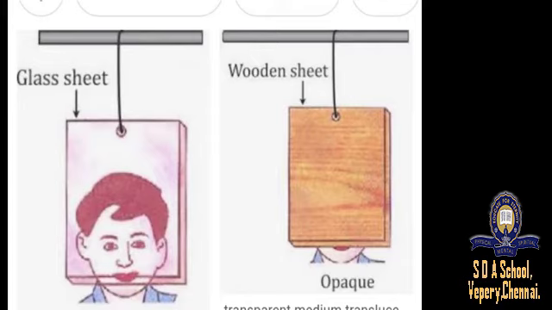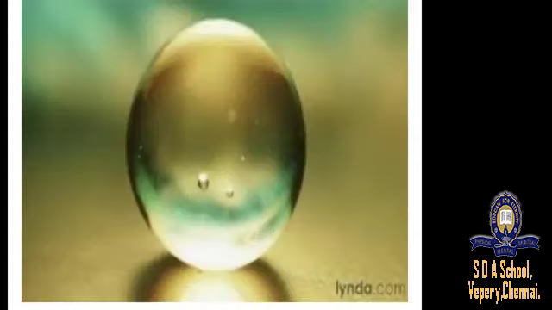On the screen you can see a transparent substance and also an opaque substance. A glass sheet is a very good example of a transparent substance, so we can see our face through the glass. And the second one, the wooden sheet. We cannot see anything behind the wooden sheet, so it is an example of an opaque object. So the glass sheet and the wooden sheet are examples of transparent and opaque objects. And this is an example of translucent substances. Translucent substances allow light to pass through them only partially, so we cannot see the object behind the substance clearly.